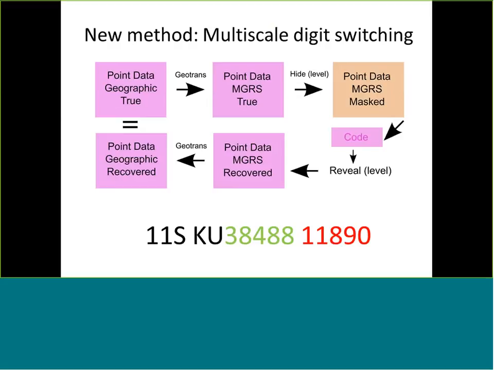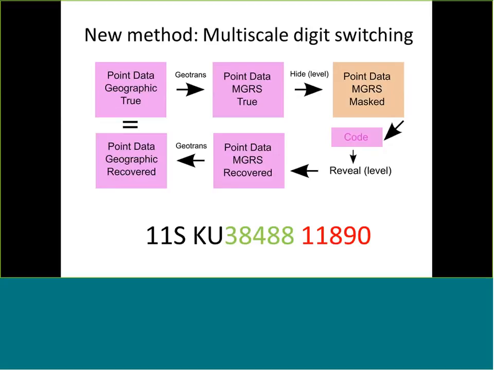So the entire flow diagram here involves taking our data in geographic coordinates on the upper left, subjecting it to GEOTRANS to translate it into point data in MGRS. We then run the code which masks the point data, and it produces, in fact, 2 files.